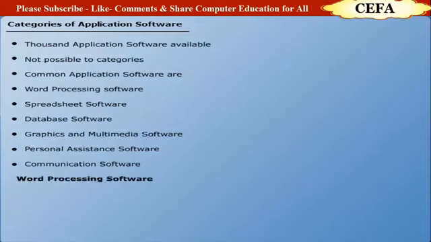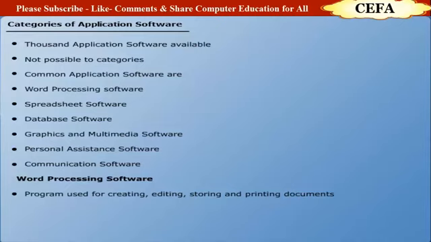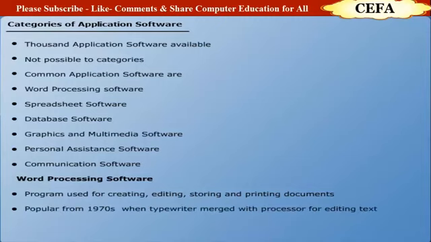Word processing software. A word processor is an application program used for creating, editing, storing, and printing personal and official documents. Word processors became popular in the 1970s and 1980s when the electric typewriter was merged with a dedicated processor, like a computer processor, for the editing of text. Since then, different companies have been developing word processors with new and enhanced features.